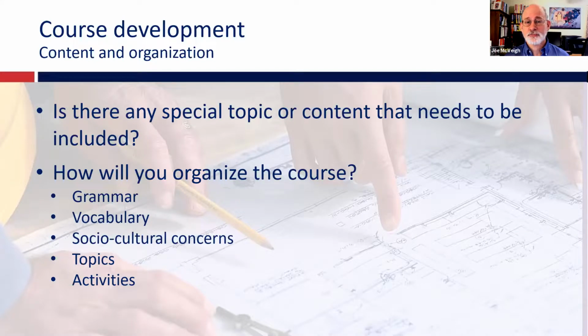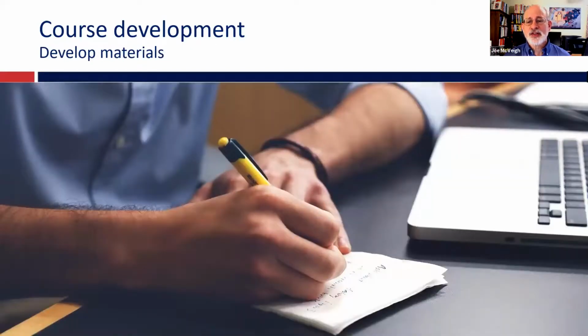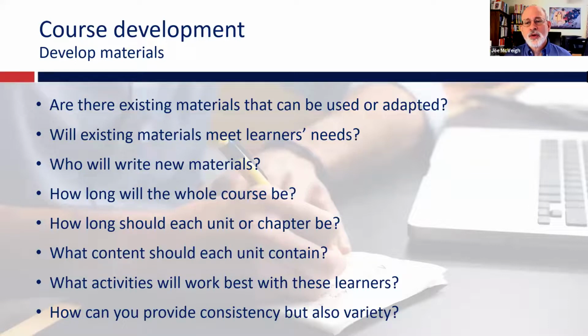Well, after you've thought about the content and organization of the course, the next thing that you need to think about is developing materials. So some of the questions that you might consider when you're developing materials would be these. First of all, are there some existing materials that could be used or adapted? Or are you going to have to make new materials from scratch? If you do need to make new materials, who's going to write those materials? How long is the whole course going to be? And then based on that, how long would each unit or chapter of the course be?